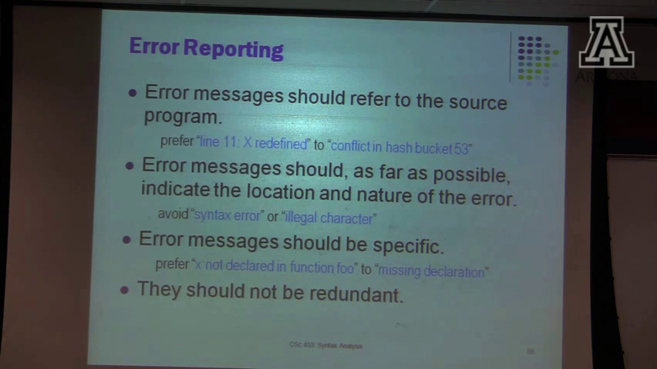You guys know this too, but it's worth going over. You don't want the compiler error messages to be in terms of things the compiler understands. Right? I mean, yeah, there's a conflict in hash bucket 53. That's great, and I'm sure that's a true statement, but it doesn't mean a whole lot to the user. Error messages should refer to the source program. For C++, that's not so much of an issue.